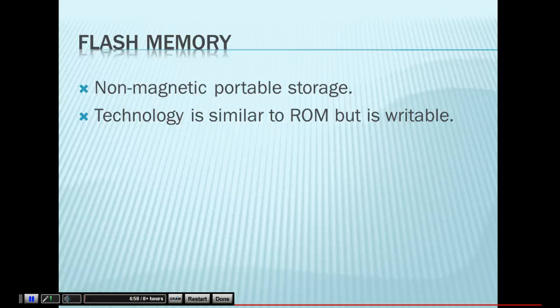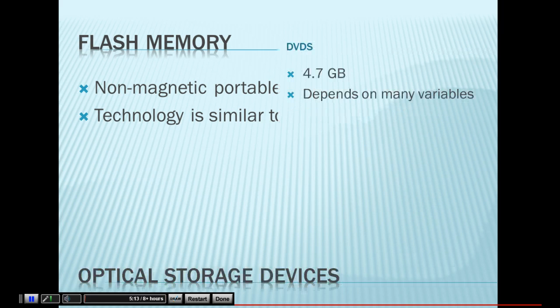Flash memory is non-magnetic and portable storage. The technology that's used for flash memory is very similar to ROM memory, but the difference is that you can write to it and you can save and resave and access that information over and over again.